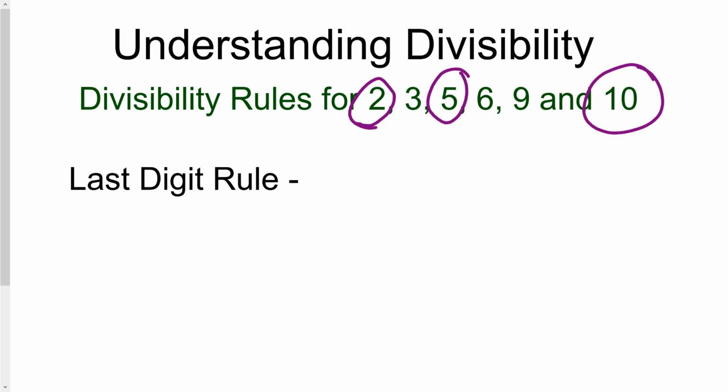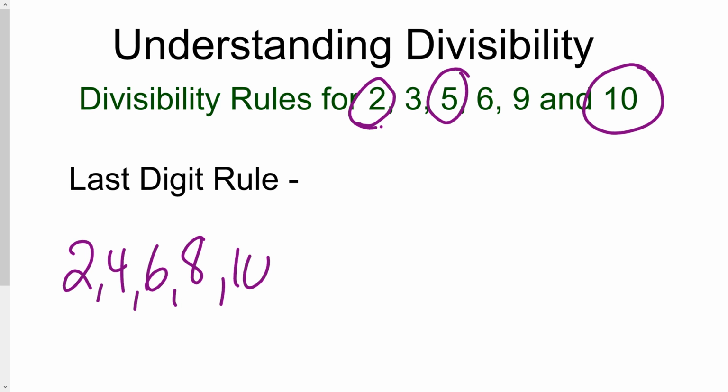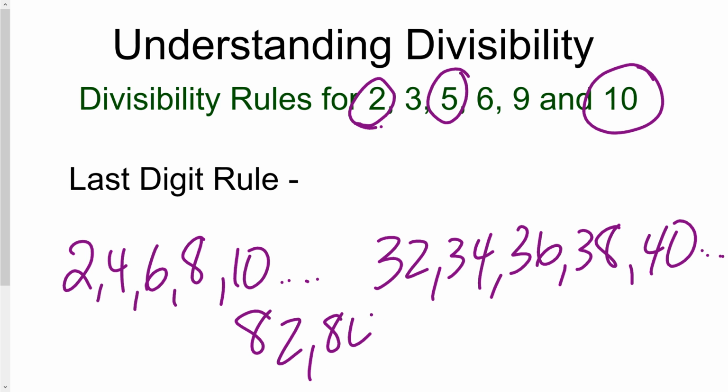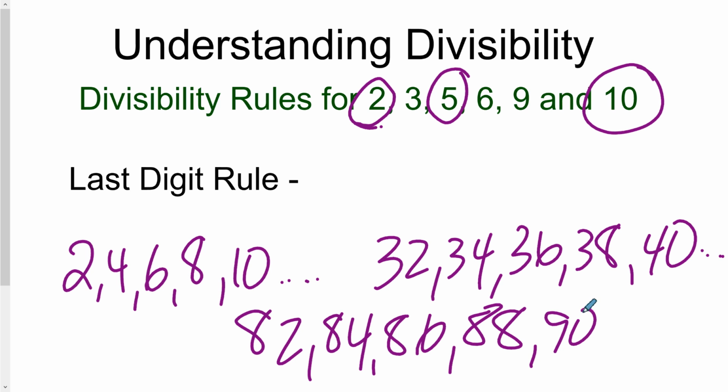So if we were to take a look at 2, for example, let's count by 2s. 2, 4, 6, 8, 10. Or if I jump up, let's say 32, 34, 36, 38, 40. And let me do that one more time. 82, 84, 86, 88, 90, and so on.